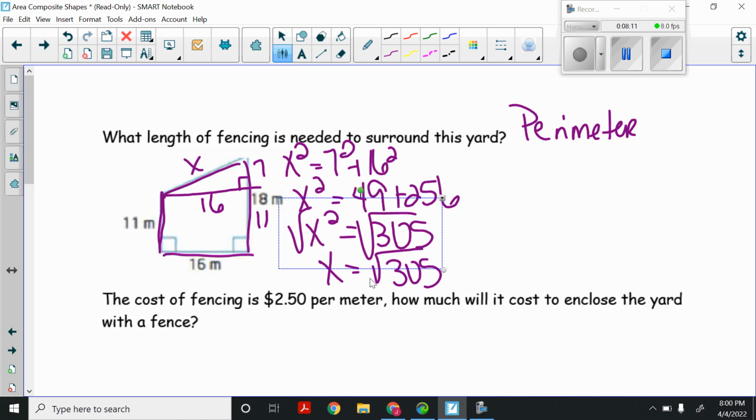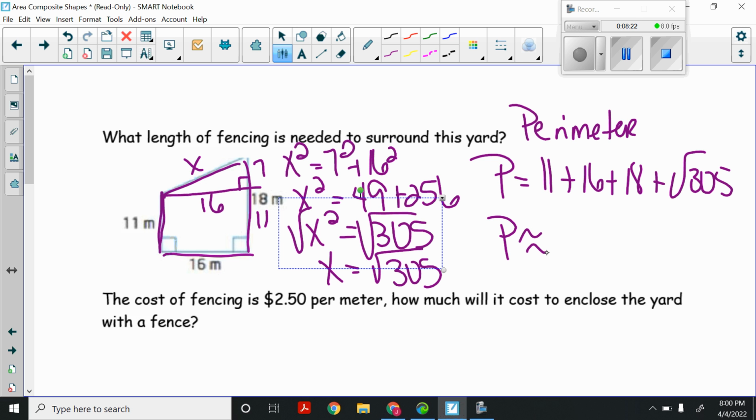What length of fencing? So now I want the perimeter. So I'm going to add them all up. 11 plus 16 plus 18 plus the square root of 305. And since I'm going to round the square root of 305, I'm going to say the perimeter is approximately, so I'm going to add all of those up, and I say that the perimeter is approximately 62.5 meters.